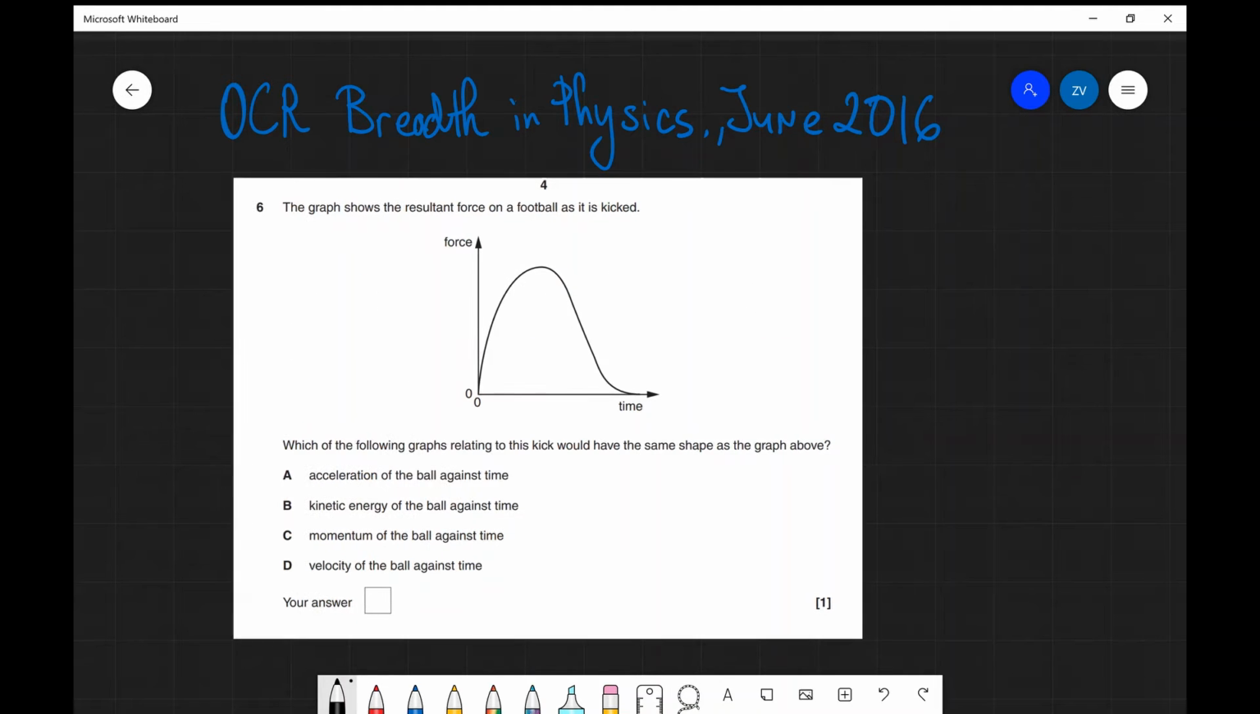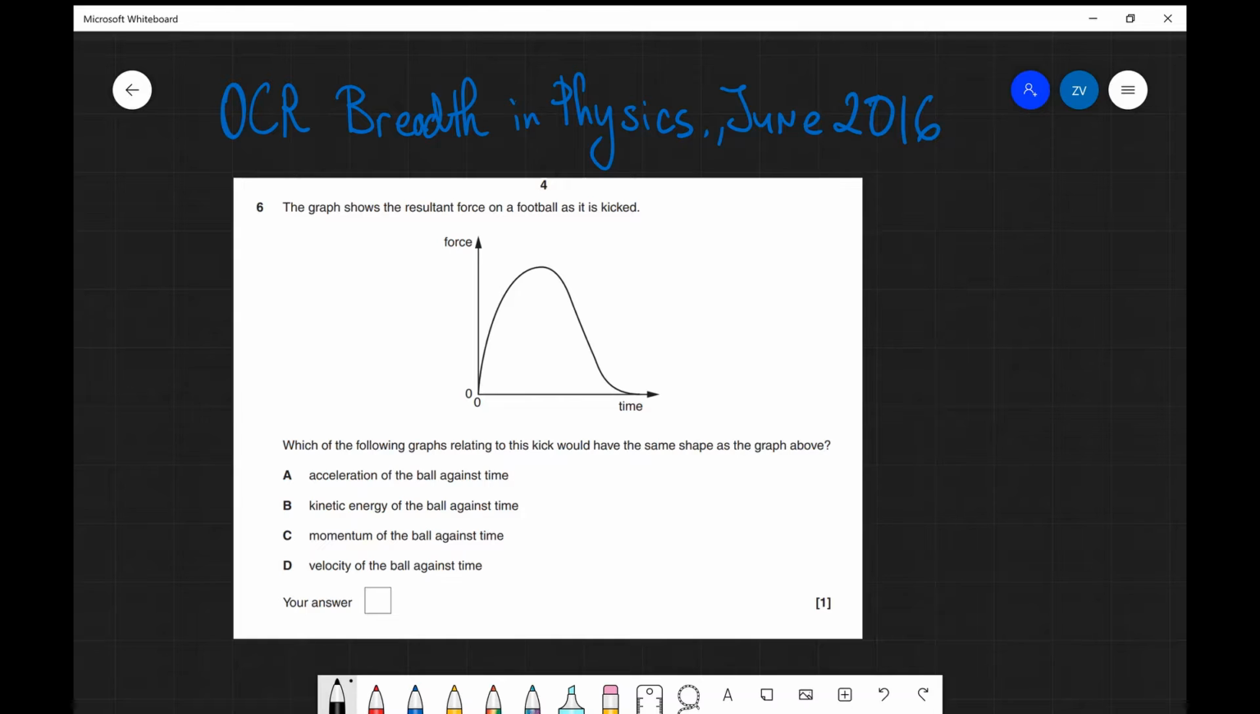Right, moving on to question number 6. The graph shows the resultant force on a football as it's being kicked. So you could put like a force sensor on a ball, and then you can plot that on a computer. Which of the following graphs relating to this kick would have had the same shape as the graph above?